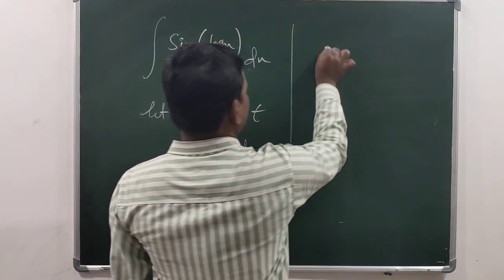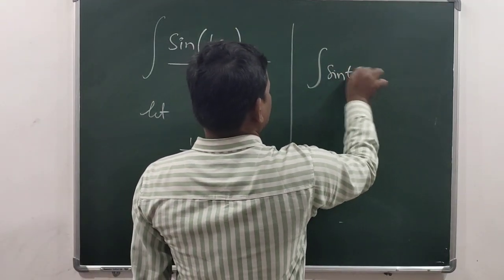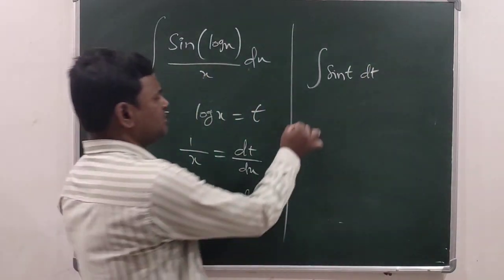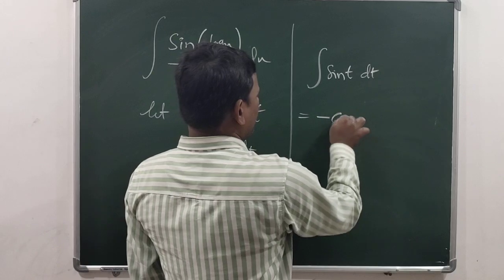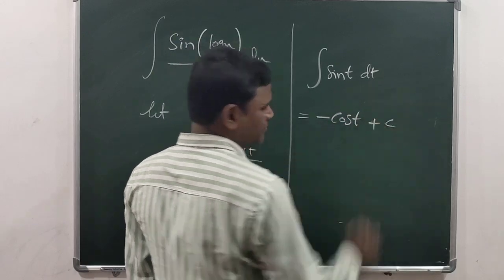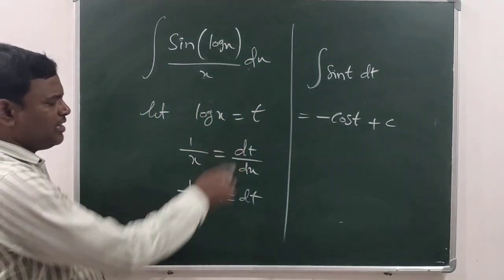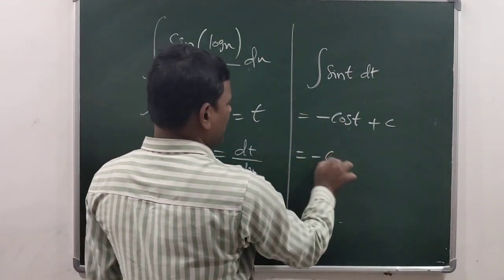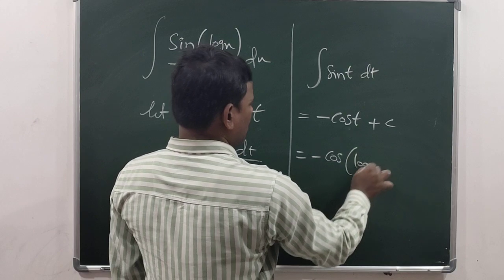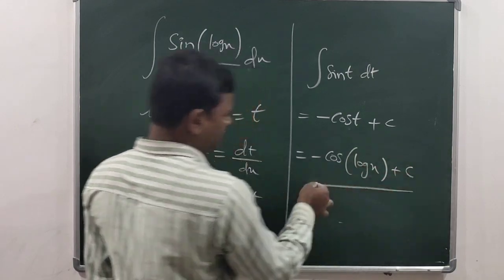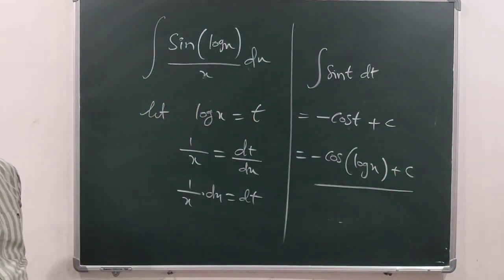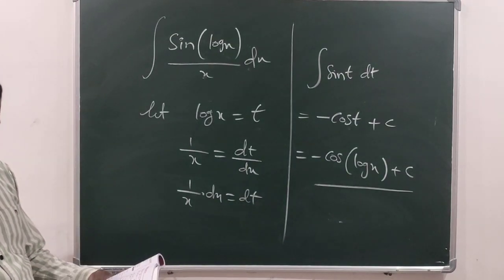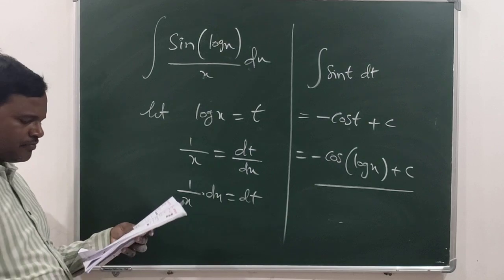Now integral of sin t dt. Now integral of sin t is, you know, minus cos t plus c. In the final step, replace this t by log x. So minus of cos of log x plus c. Okay, students, I hope you have understood this application. Now let us go to one more.